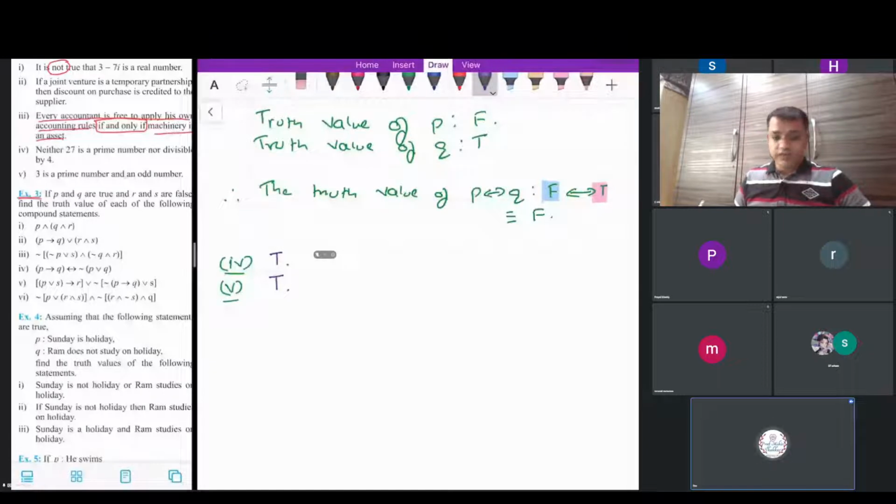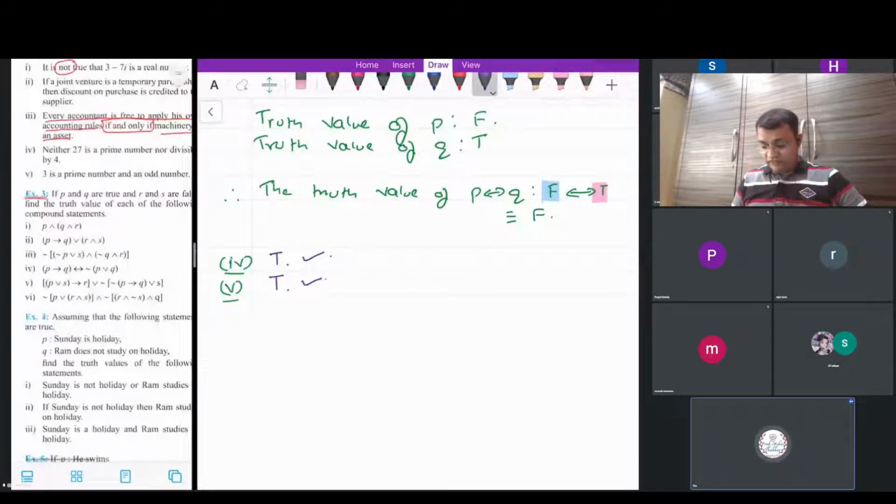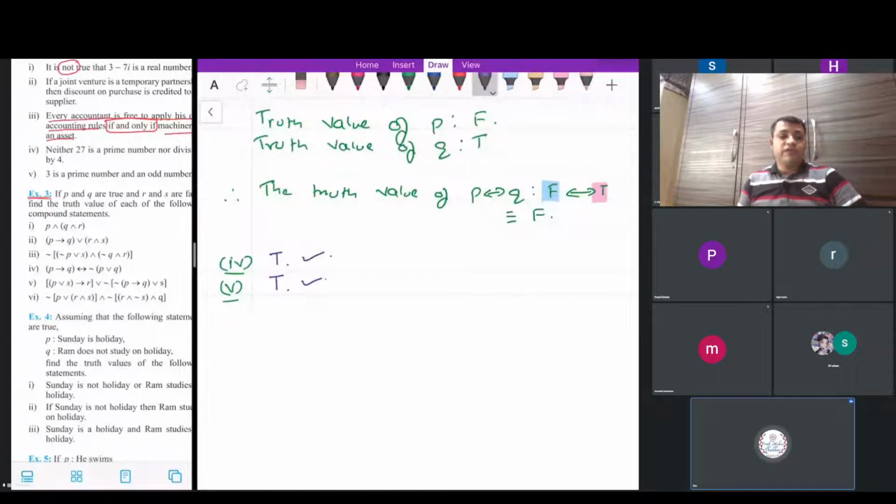So now let's go ahead and discuss sum number 3, which is a slightly different one. In this case, he is telling us that P and Q, they both are true. R and S, they both are false. Okay. We have to find out the truth value of each of the following compound statements. So guys, what we have to do is we are given some different questions, and he has told us already that the truth value of P and Q is to be considered as T.